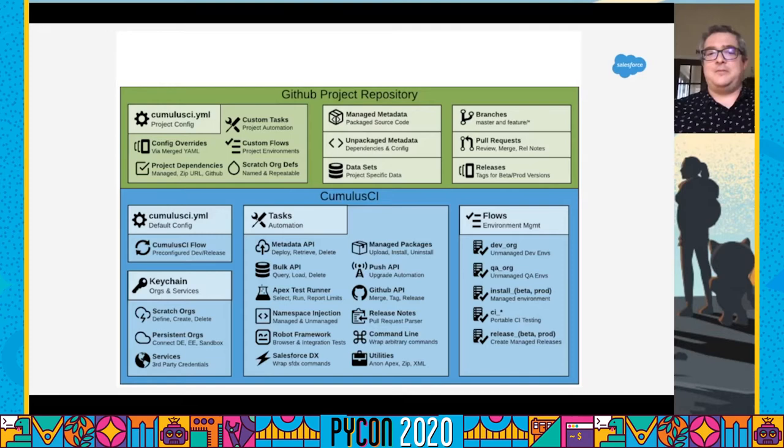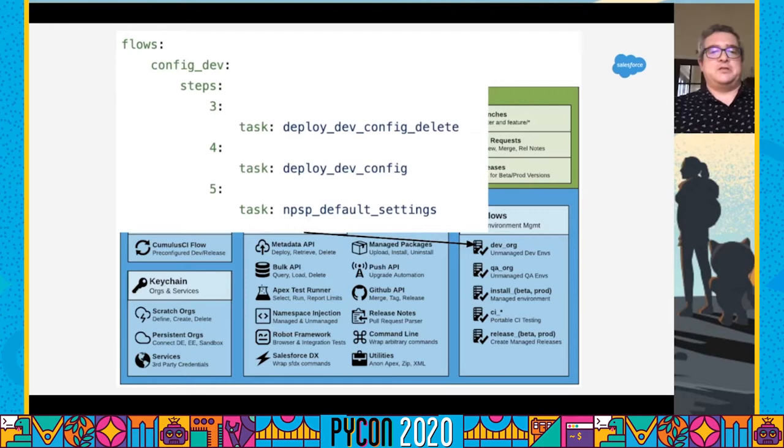And what that might look like, for instance, this is actually a sample from the Nonprofit Success Pack repository that shows how NPSP is modifying the config_dev flow, which, as we saw just a minute ago, is a flow that runs in step 3 of the dev workflow. So this config_dev flow in the global configuration of Cumulus CI normally just has two steps in it. So in this case, this project's adding 3 additional steps onto the end of the flow. So every dev org is going to have these steps run against it automatically.